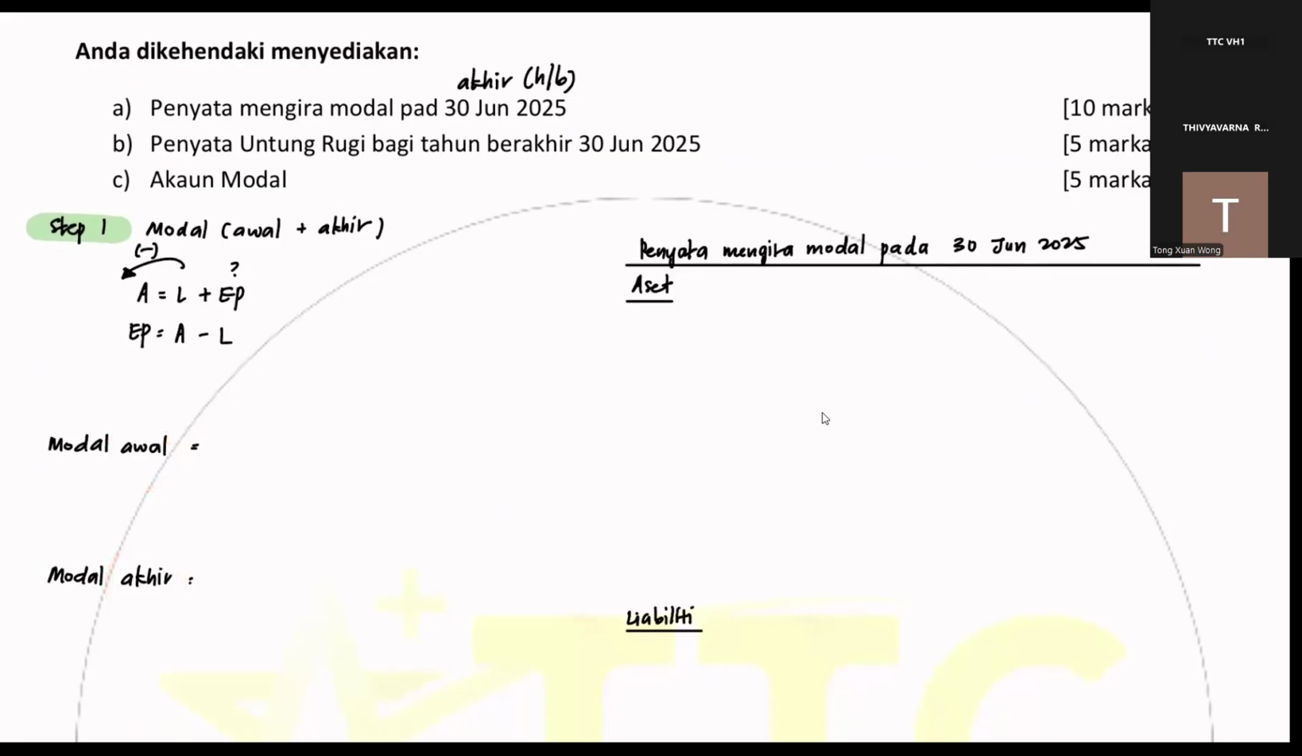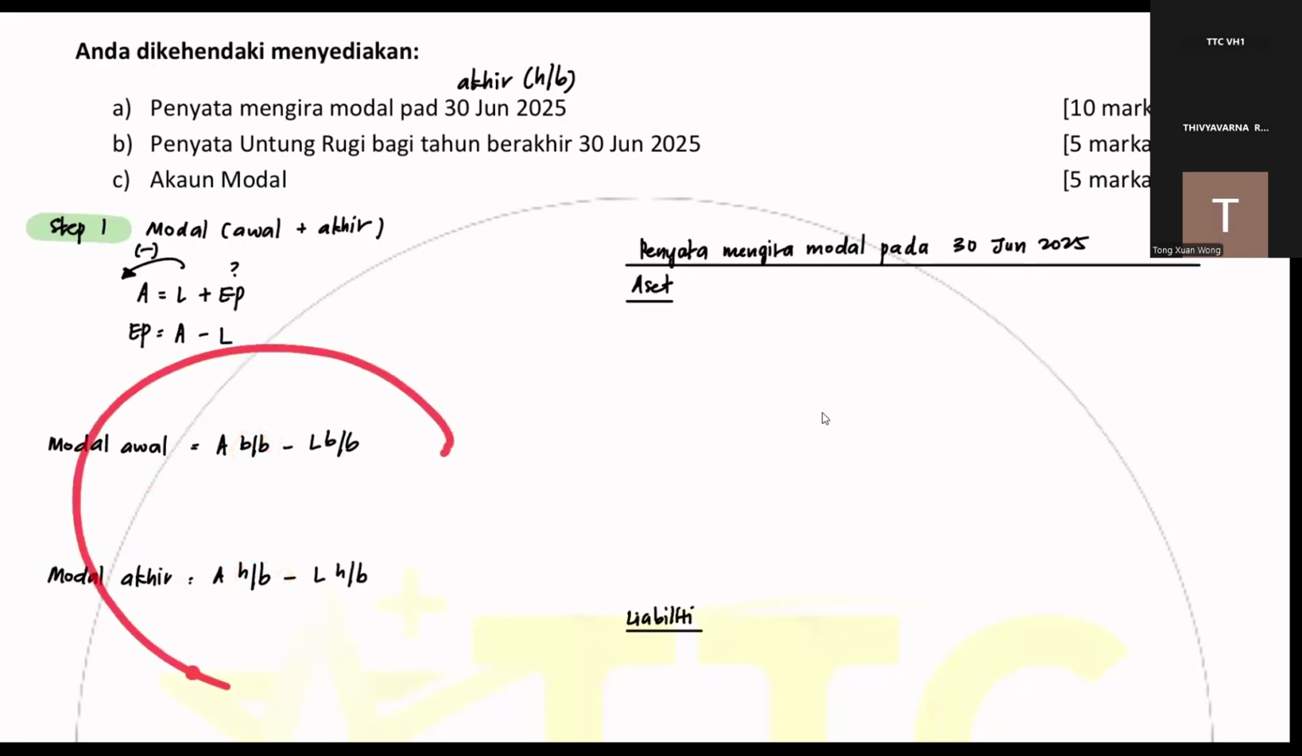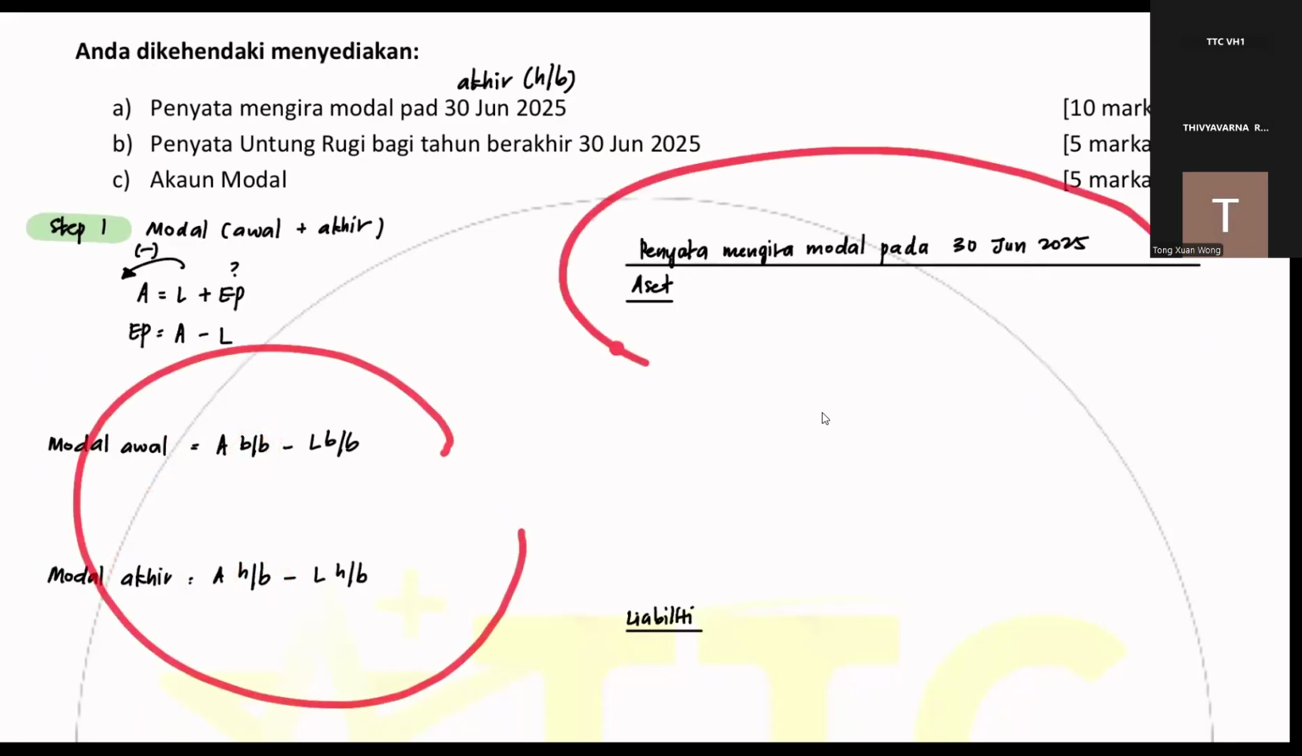It's just that if you want to calculate modal awal, you need asset awal, which we call asset baki BB, minus liability awal, liability BB. If you need modal akhir, then you need to take asset baki akhir, HB, minus liability baki akhir, HB. Exactly the same. The only difference will be either BB or HB only. This is by using the formula way. If you want to put it into pernyataan format, either one will be exactly the same. It's just that the difference is in terms of the date and also the value only.